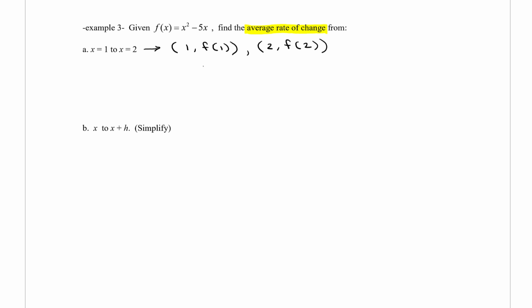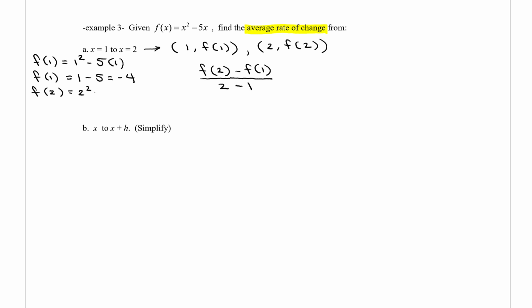I'm going to write down f of 2 minus f of 1 over 2 minus 1. In order to finish this problem, I need to evaluate the function at f of 1 and f of 2. At f of 1, the function is going to be equal to 1 squared minus 5 times 1. So f of 1 is equal to 1 minus 5 equals negative 4. F of 2 is equal to 2 squared minus 5 times 2. So f of 2 equals 4 minus 10, which is equal to negative 6.